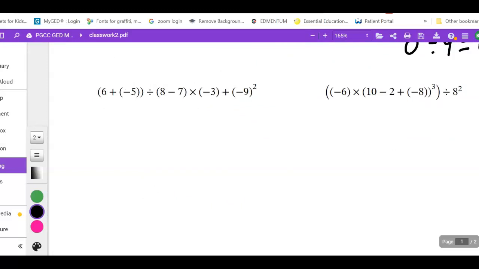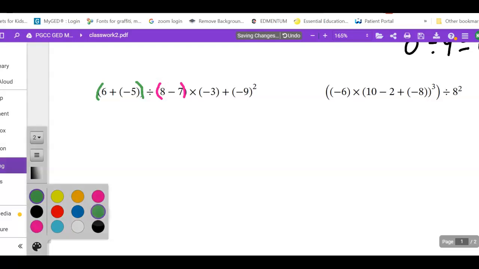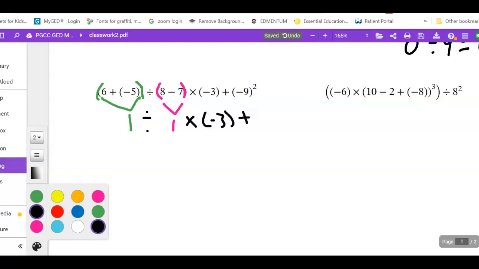Going over here to the next one. Okay. First, identifying some parentheses sets. I see this one. I see this one. I see those two. Let's start with the first one. 6 plus negative 5. That's going to give me a positive 1. 8 minus 7. That's going to give me a positive 1. Bringing down the rest.